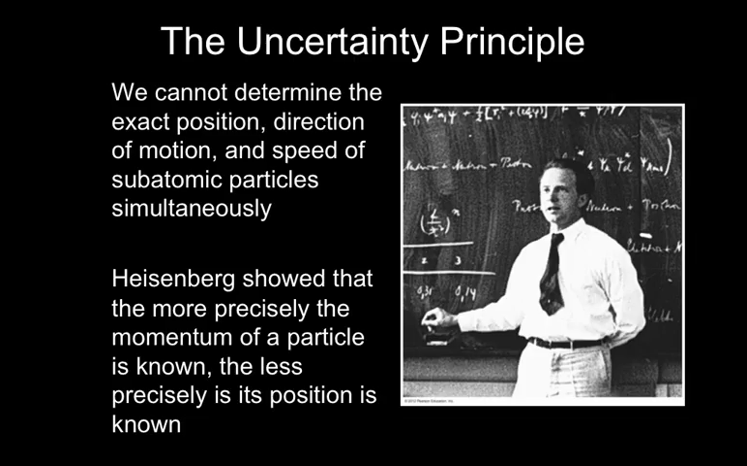So he said that specifically, the more precisely the momentum of the particle is known, the less precisely its position is known. So kind of the takeaway here is you don't know exactly where the electron is. You have maybe a very good idea of where the electron probably is, but you can't know exactly where it is, because the more you know about one piece of this, the less you know about the other.